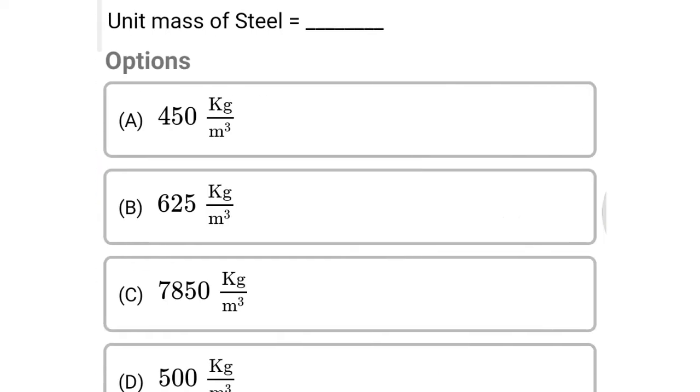So next question, unit mass of steel is option A 450 kg per meter cube, option B 625 kg per meter cube, option C 7850 kg per meter cube, option D 500 kg per meter cube. So the correct answer is option C 7850 kg per meter cube.